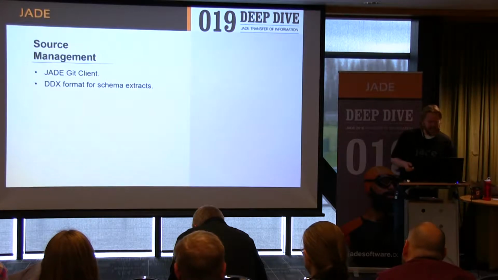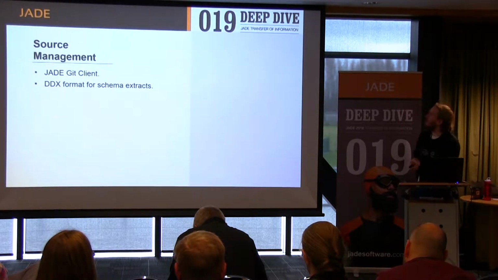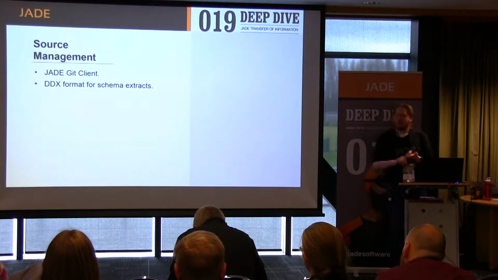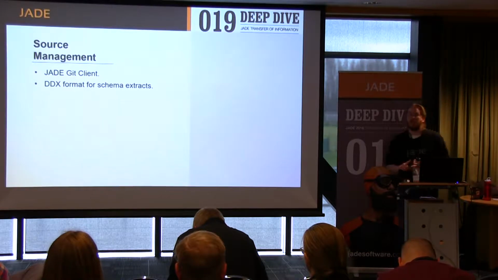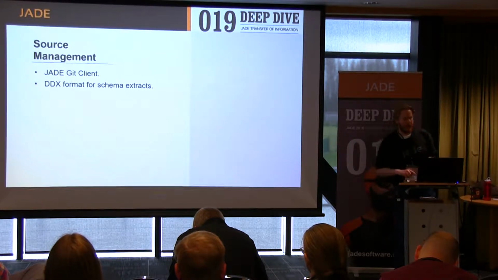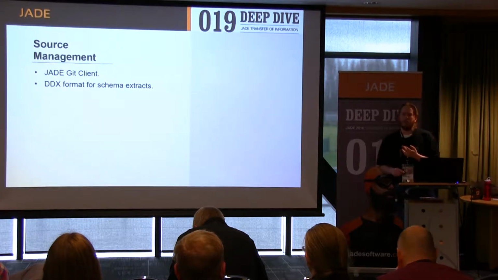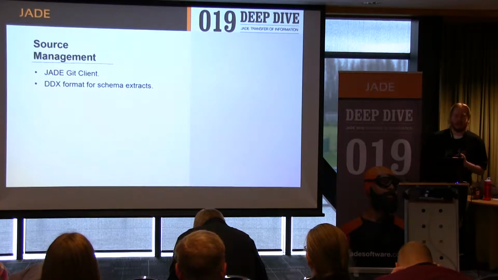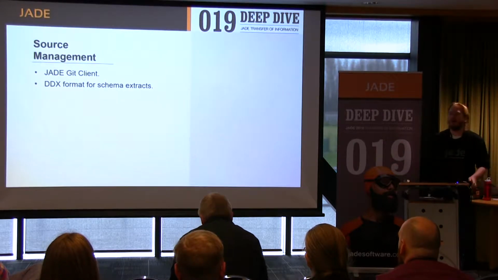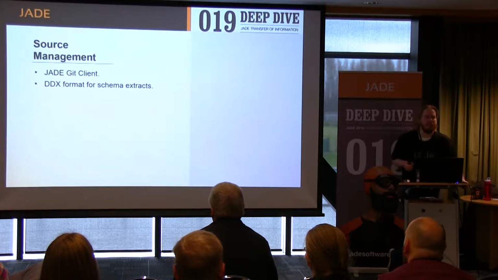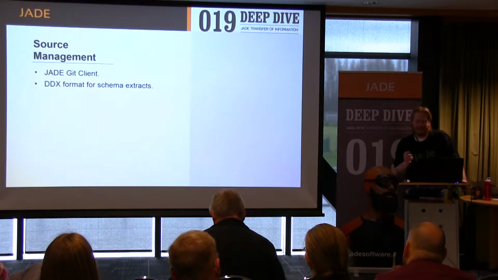Cool. Right, so it looks like we're good to continue on. We're talking about source management. So what do we deliver in 2018? First of all, we have a Jade Git Client. And we also have a new format, the DDX format, that you can use in replacement for DDB, that basically it's just better. It's related to that, and I'll get into exactly how that helps.